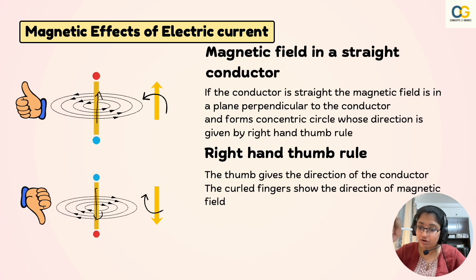So this is how the right hand thumb rule shows you the direction of magnetic field for different conductors. Up, anti-clockwise, down, clockwise. You can remember that, or very easy is to use your hand in the exam. That is the best one. Just ensure that you use your right hand for right hand thumb rule.